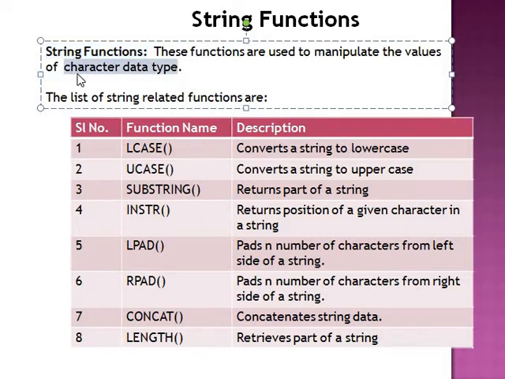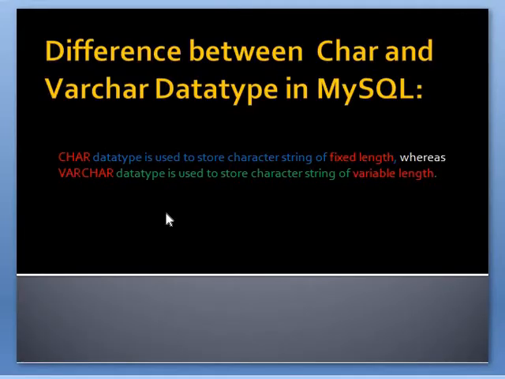Now I have already explained to you about the character data type in the class. There were two types of character data type used in MySQL. The first one was the char data type and the second one was the varchar data type. So what's the difference between the char data type and the varchar data type that is used in MySQL? So let's find it out from here.